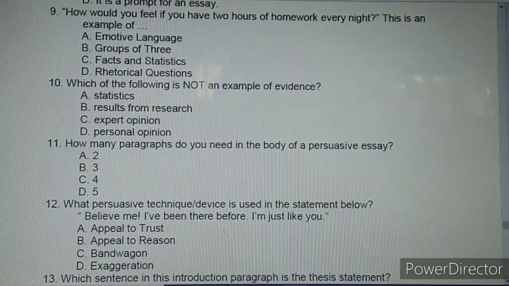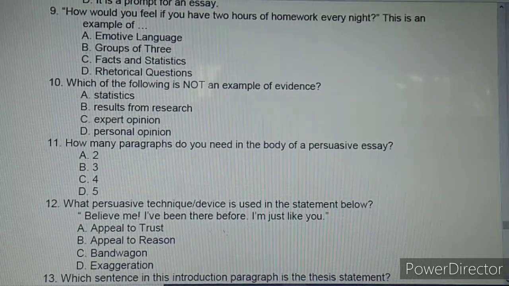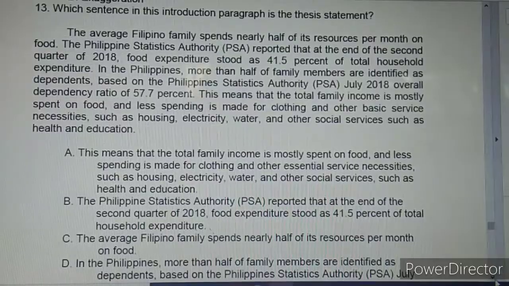Now let's continue. Number 12. What persuasive technique or device is used in the statement below? Believe me, I've been there before. I'm just like you. Is it A. Appeal to trust, B. Appeal to reason, C. Bandwagon, or D. Exaggeration? The correct answer for number 12 is letter A. Appeal to trust.